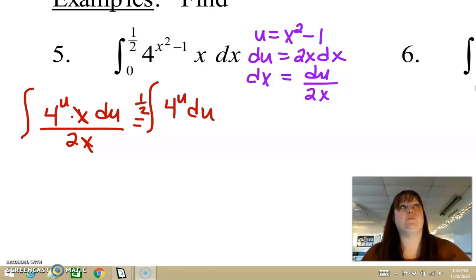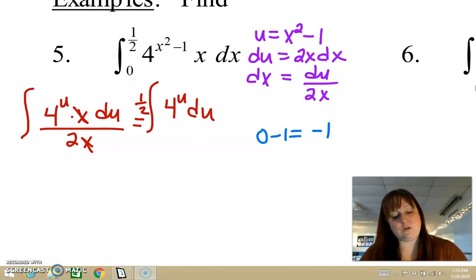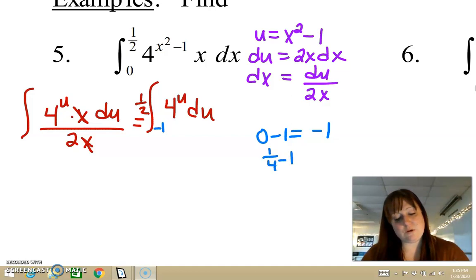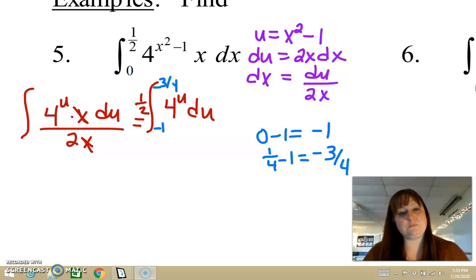Instead of going back and plugging back in the x squared minus 1, I can just change my limits of integration. So when x equals 0, I have 0 minus 1. So when x equals 0, u equals negative 1. So our new limit of integration is negative 1. And when x equals 1/2, I get 1/4 minus 1, which is negative 3/4. So my new limit up here is negative 3/4. And now I can just go ahead and integrate.